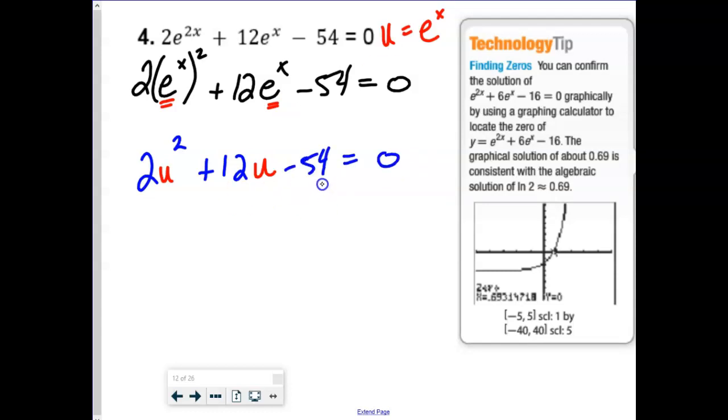And then had some brilliant advice given to me. They said, while you're trying to solve this quadratic, notice that everything here is divisible by 2. So go ahead and divide everything by 2. So now we have a much easier quadratic to solve. u squared plus 6u minus 27 equals 0.